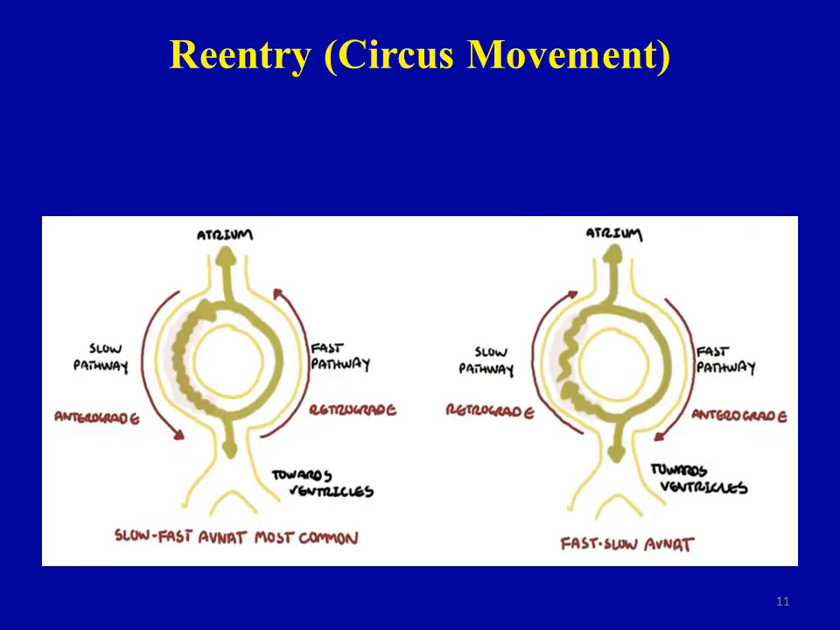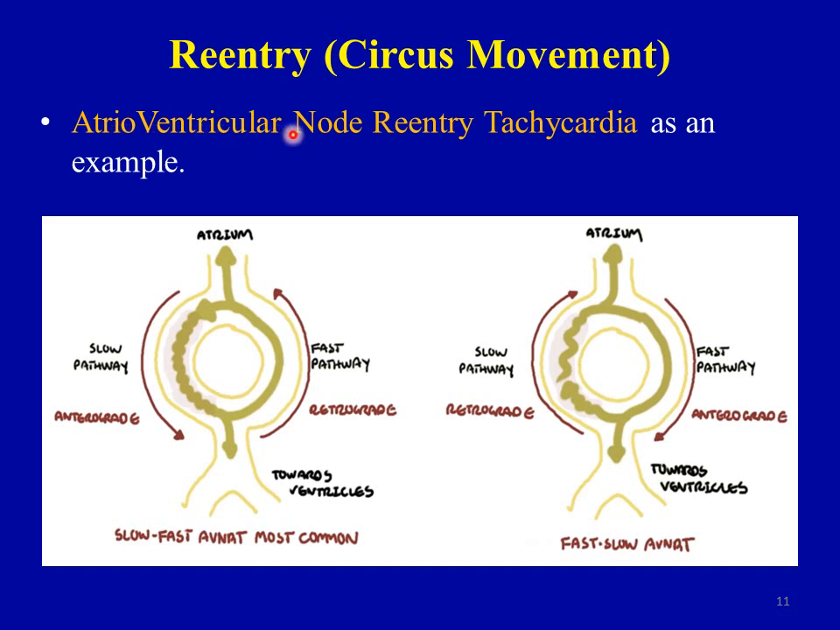Here I will show you the atrioventricular node reentry tachycardia, which is one of the examples of arrhythmias or junctional arrhythmias, as we'll see later, as an example of reentry or circus movement. We have two types. We have the slow-fast atrioventricular node reentry tachycardia, which is the most common, 90 to 95% of the patients. And we have the fast-slow atrioventricular node reentry tachyarrhythmia or tachycardia.